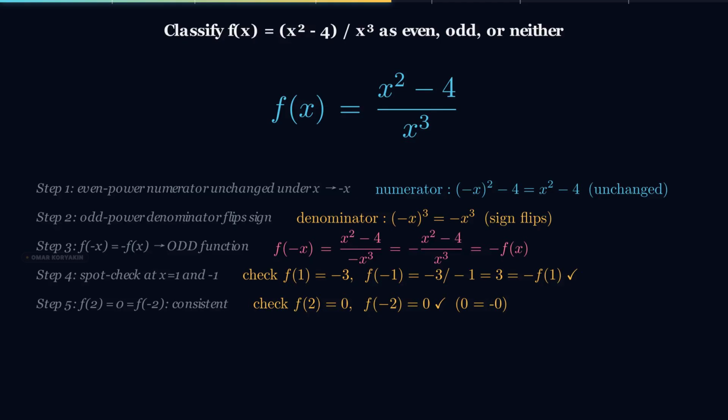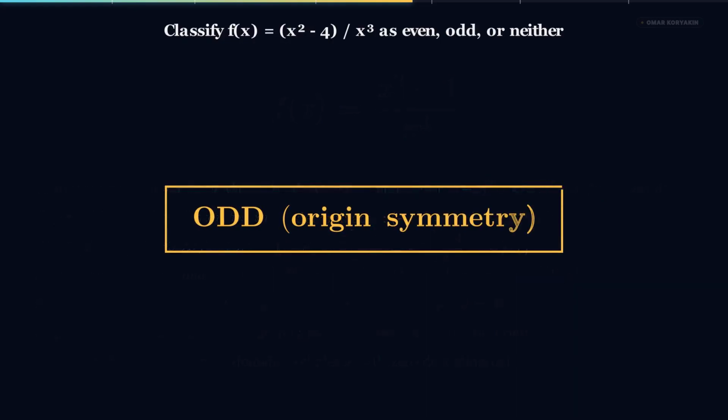Step 5. Verify with a specific input pair. f of 2 equals 4 minus 4 over 8, which equals 0. f of negative 2 equals 4 minus 4 over negative 8, which equals 0. Both are 0, consistent with f being odd because 0 equals negative 0. Try x equals 1: f of 1 equals 1 minus 4 over 1, which equals negative 3. f of negative 1 equals 1 minus 4 over negative 1, which equals 3, which equals negative f of 1. Match. So f is odd with origin rotational symmetry.